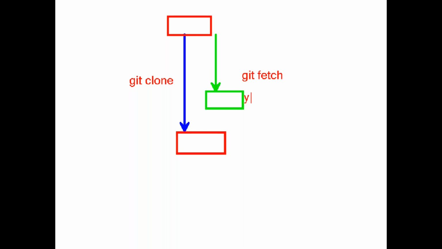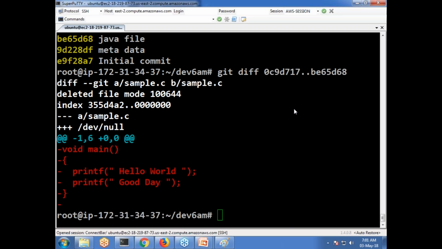This is my local repository, this is the remote repository, and this is my working area. So the git clone command will get the code from the remote repository to the working area. But the git fetch command gets the code from the remote repository to the local repository, not the working area. Again, you have to check out the code.